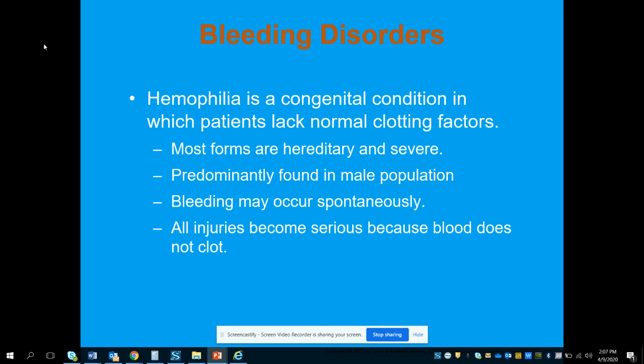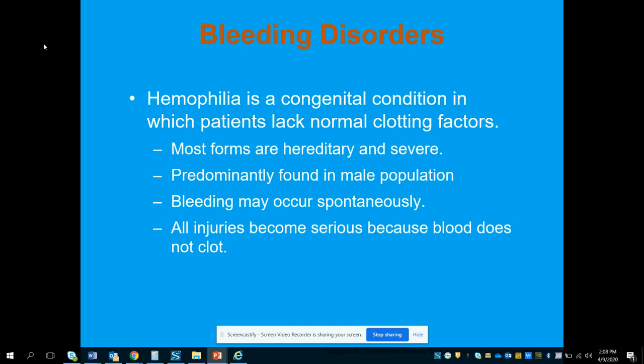So previously, when we talked about the hematologic disorders, we discussed things like hemophilia. This is a potential for your pediatric patients. This is a congenital condition in which the patient lacks normal clotting factors. So it's probably known that they have this, maybe even since birth. It's usually hereditary and fairly severe.